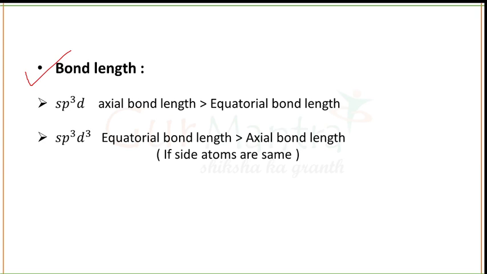Next is bond length. This is very important because many times a question has been asked about axial bond length or equatorial bond length. In the case of sp3d hybridized state, axial bond length is more than equatorial bond length, while in the case of sp3d3 this becomes opposite: equatorial bond length is more than axial bond length if the side atoms are the same. You have to remember these two points because they are really very important.